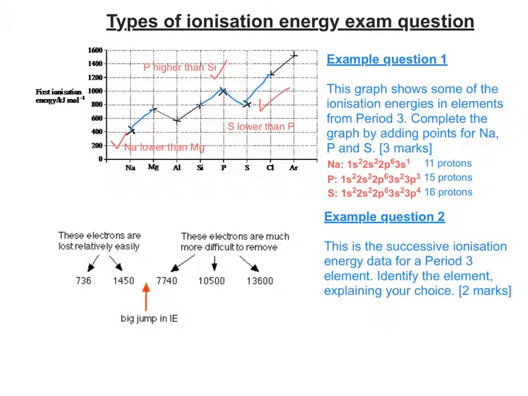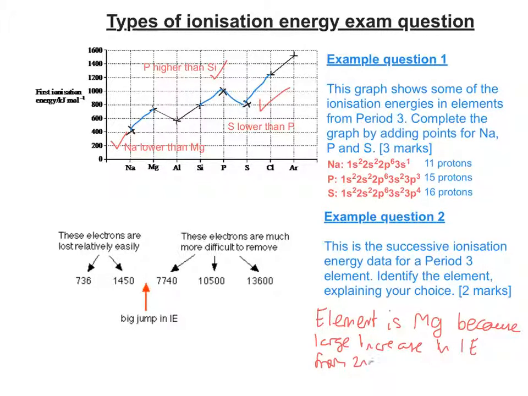So the only period 3 element that has 2 electrons in its outer shell is magnesium. So we can put down the element is magnesium because a large jump or large increase in ionization energy from 2nd to 3rd ionization energy, meaning 2 electrons in the outer shell.